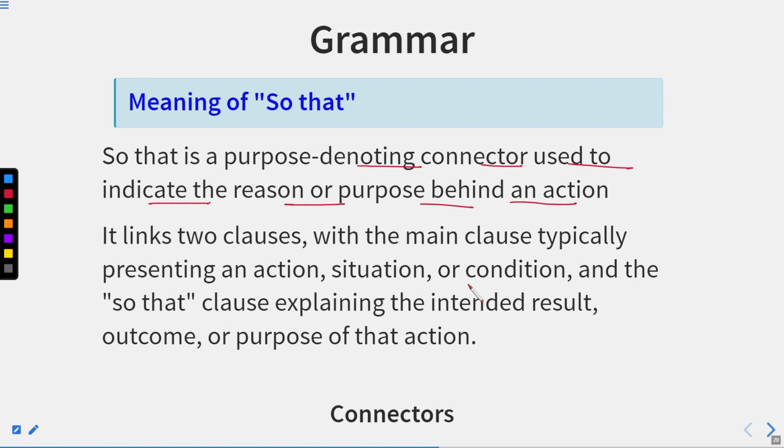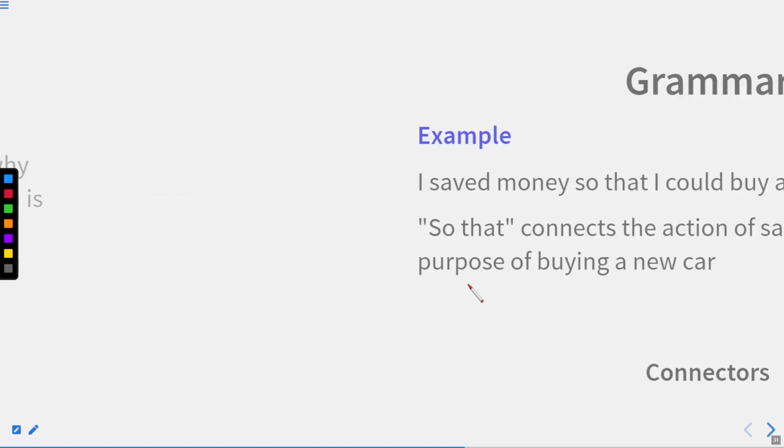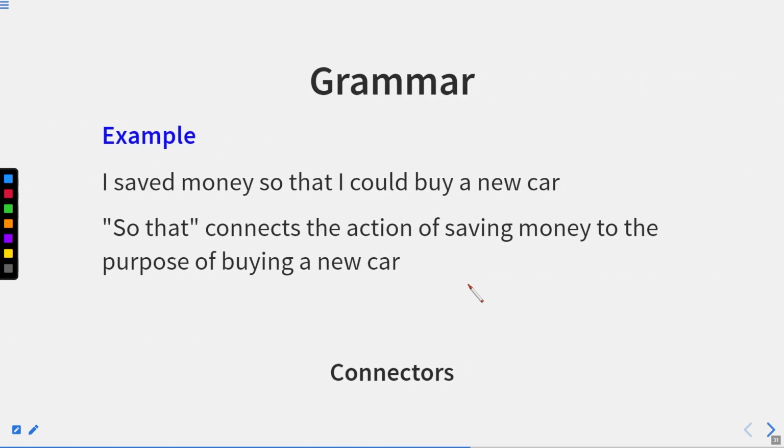So it is similar to in order that. This connector helps in clearly conveying why something is done or why a certain condition is necessary. For example, I saved money so that I could buy a new car. So what was my purpose? Why did I save money? Just so I could buy a car, because I wanted to buy a car. So that connects the action of saving money to the purpose of buying a car.